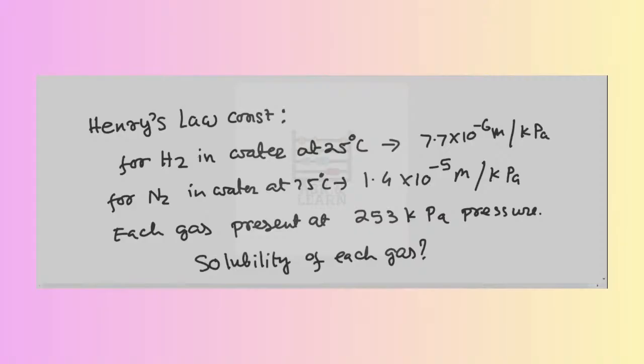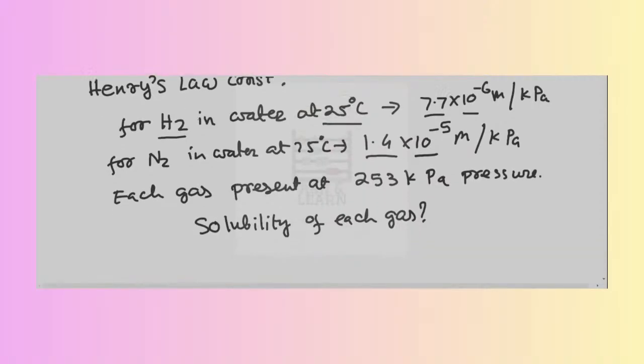Henry's law constant for hydrogen in water at 25 degrees centigrade is 7.7 times 10 to the power negative 6 molar per kilopascal, and for nitrogen in water at 25 degrees centigrade is 1.4 times 10 to the power negative 5 molar per kilopascal. Each gas is present at 253 kilopascal pressure. We have to find out the solubility of each gas.